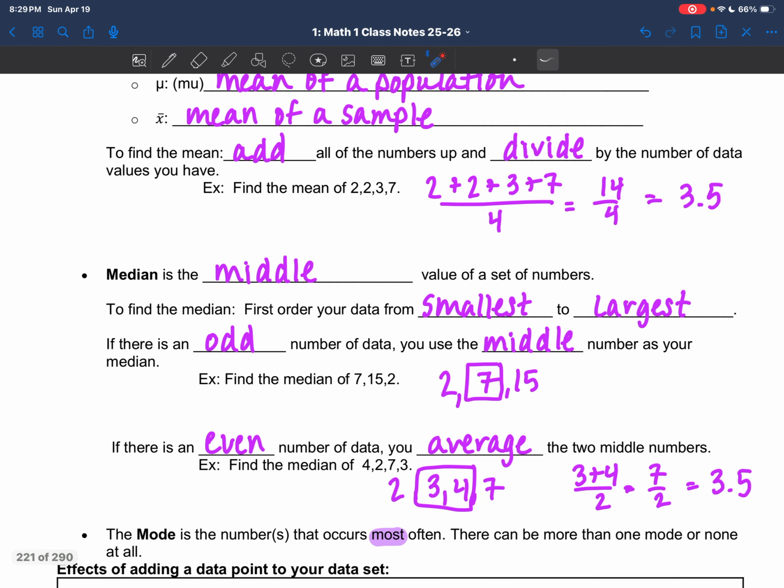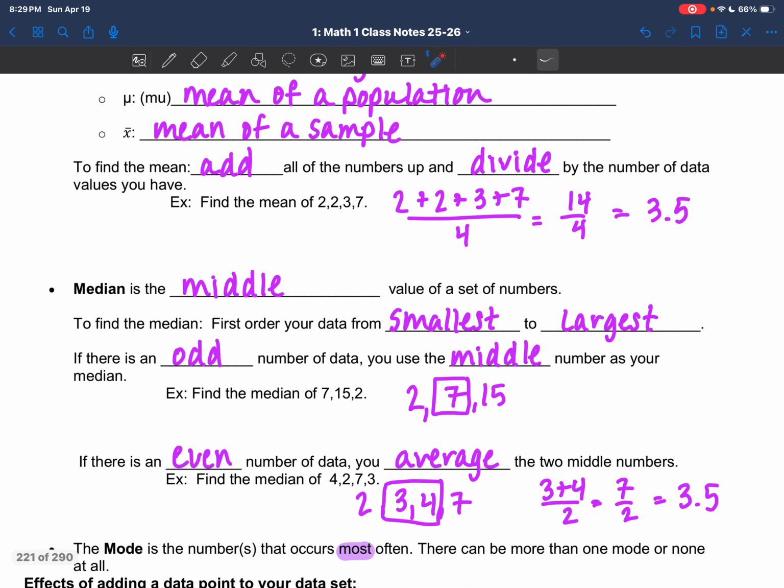But if it's even, what you have to do is take the average of the 2 middle numbers. So first we ordered them, and now we have an even amount, so we have to take the 2 middle numbers and find the average, which would be 3.5.